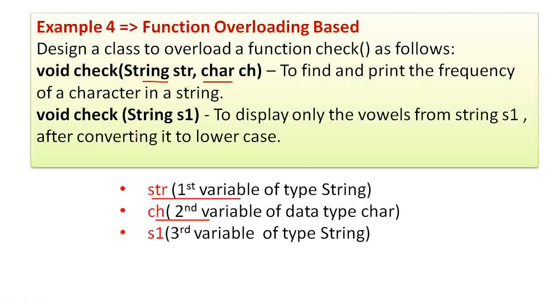Now, come to the second function. Here it contains only a single parameter, that is string s1. So, s1 is the name of the variable and its data type is string. So, s1 is the third variable of type string. So, in function overloading, you just note down the variable name with its data type.